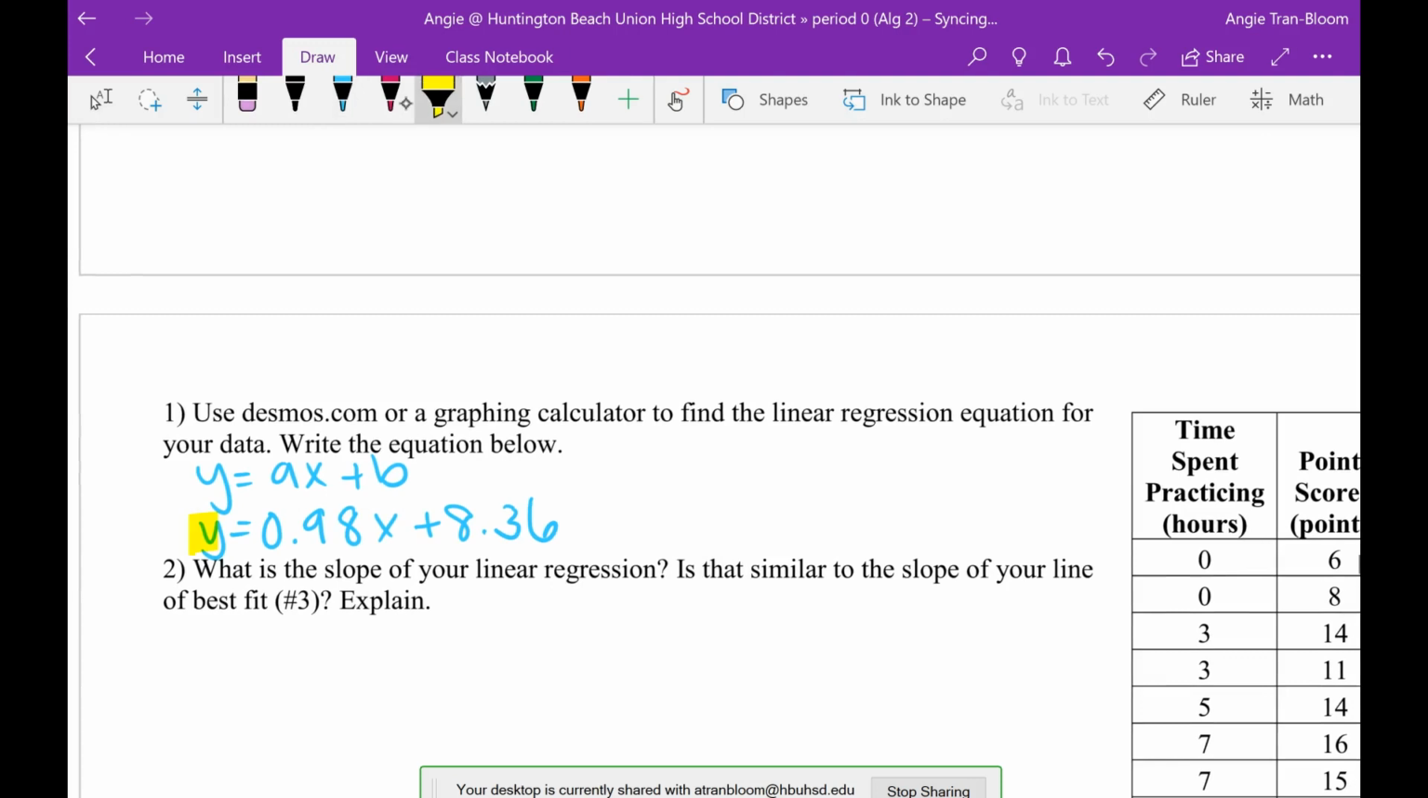Look, that's how we find the linear best fit using a calculator. So much easier than by hand, isn't it? I don't need to worry about the centroid. I don't need to worry about finding the slope on my own. What's the slope here? 0.98. You're right. Okay. So what is the slope of your linear regression? 0.98. Okay. M equals 0.98.